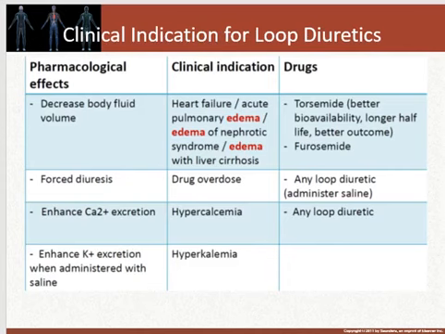Indications for loop diuretics, there are several: heart failure, acute pulmonary edema. You can force diuresis in the context of a drug overdose. If the patient has hypercalcemia, you can enhance calcium excretion. If the patient has hyperkalemia, you can enhance potassium excretion when you administer this with saline. And so lots of clinical indications for loop diuretics outside of the context of heart failure.